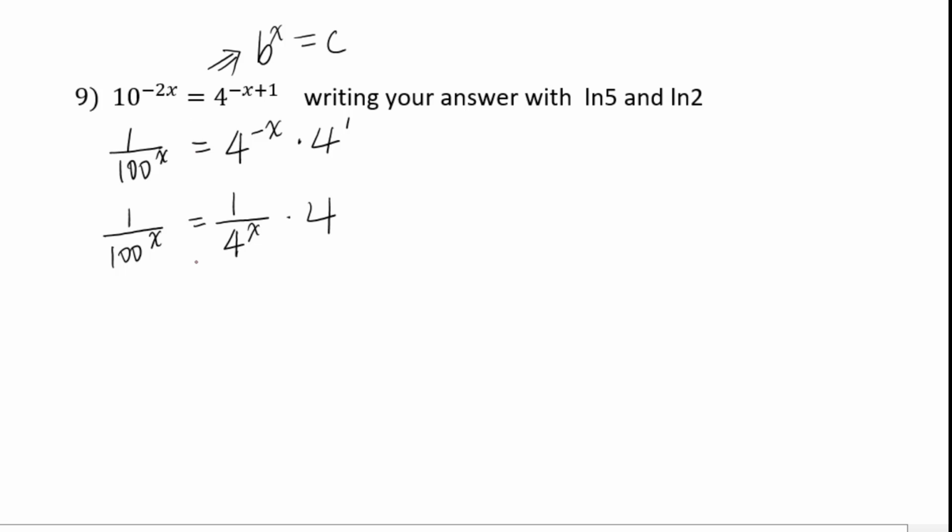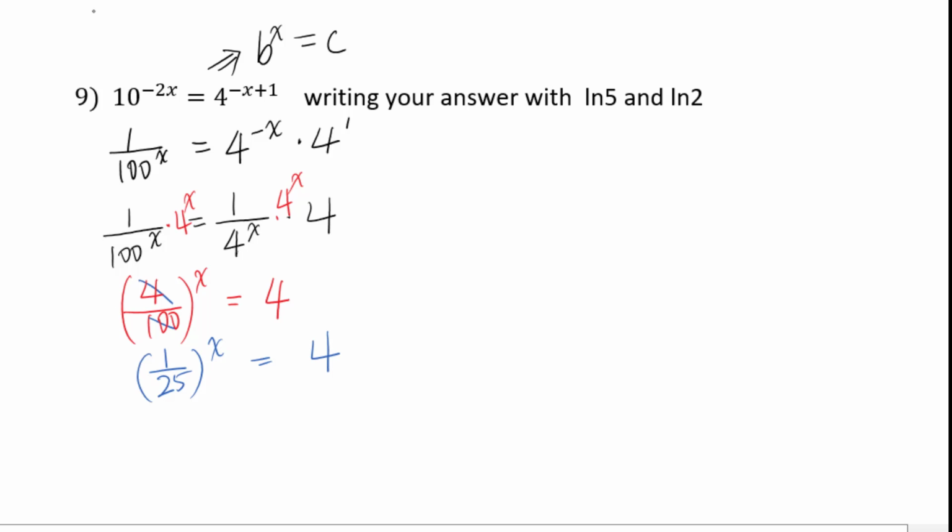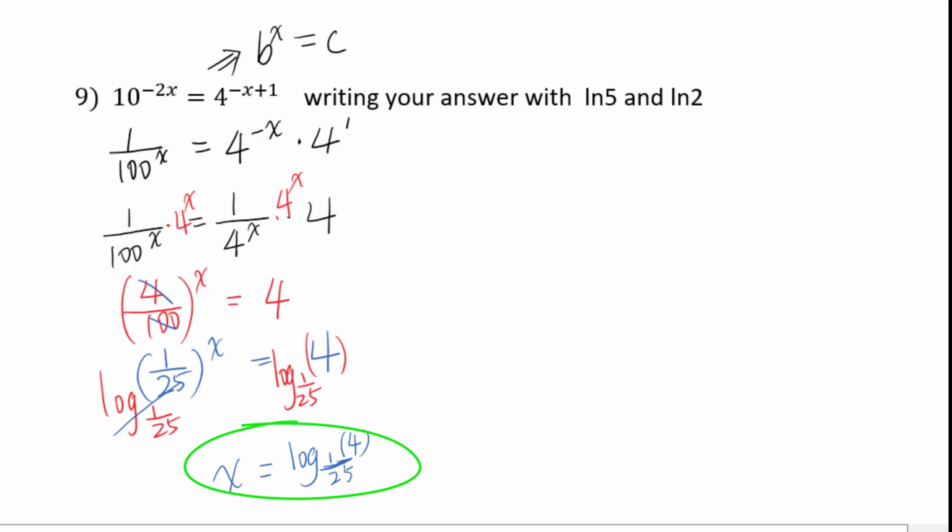We need to isolate exponential expressions on one side. So multiply by 4 to the x power both sides. We will get 4 over 100 to the x power equals 4. Then reduce, we will get 1 over 25 to the x power equals 4. Then we will take log base 1 over 25 both sides. x equals log base 1 over 25 of 4.